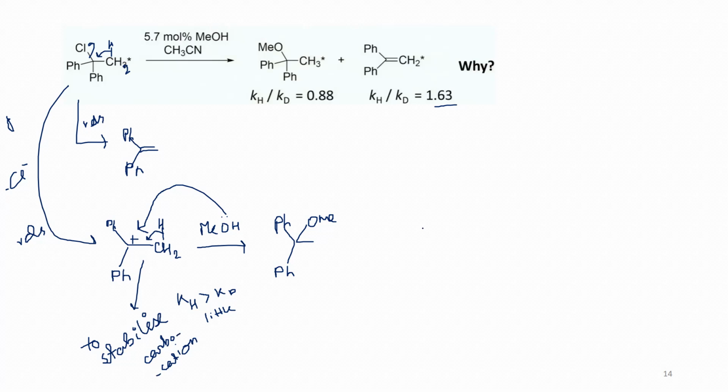Okay, understood? Whenever the CH bond is getting broken at the rate determining step, it will be a primary kinetic isotope effect. If it is not, but it helps to stabilize the reaction or the intermediate, it can affect the rate of the reaction somewhat. That's why it will show a secondary kinetic isotope effect, which is a positive value but not greater than 1. And whenever there is a negative value, it means inverse kinetic isotope effect. Okay.